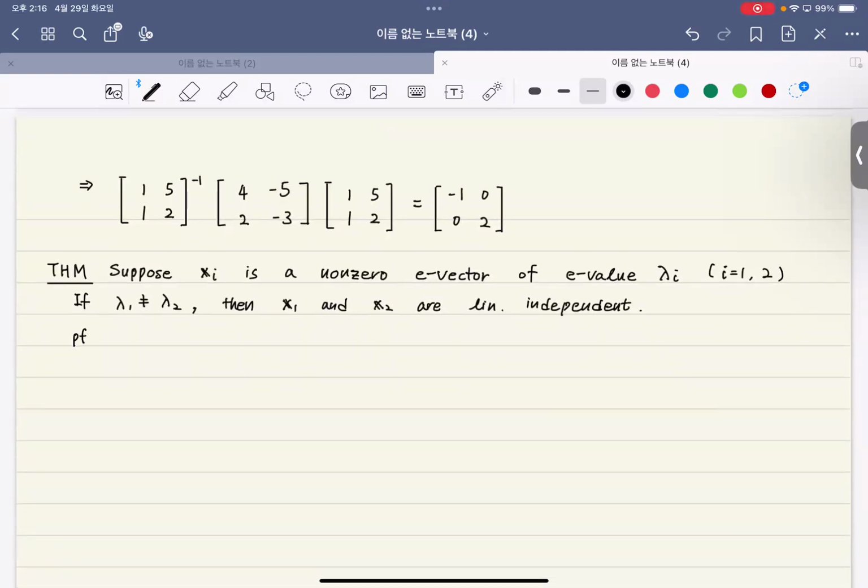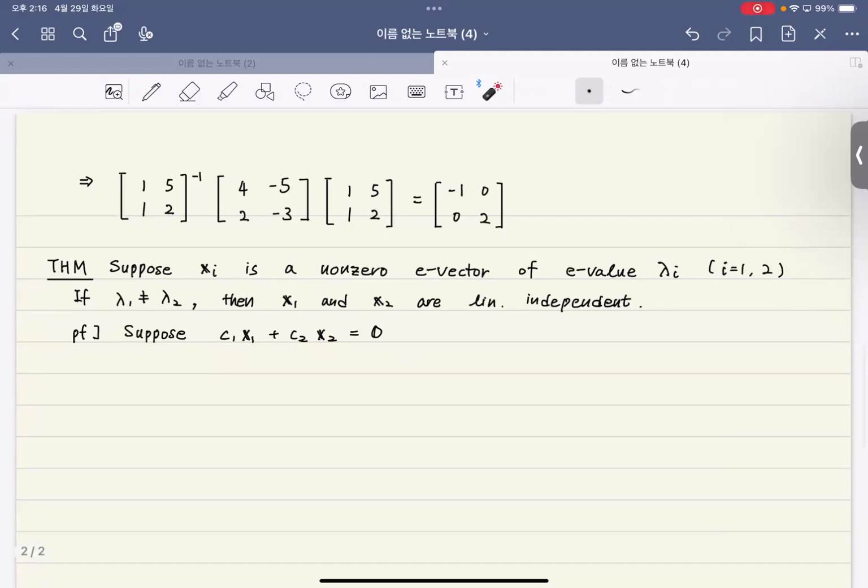Suppose. I am supposed to prove the linear independence of x1 and x2, so I should begin from this vector equation. Under this assumption, I should prove that c1 and c2 must be 0. Maybe I want to multiply the matrix A to both sides of this equation.